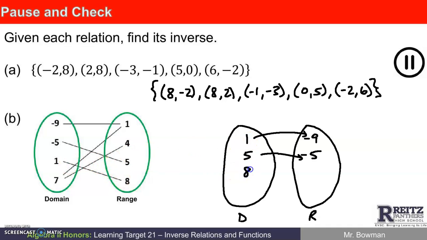I almost messed that up. The inverse has to undo that. So if 1, 8 is in the relation, 8, 1 should be in the inverse. I see 7, 1, so I need an ordered pair that goes from 1 to 7. And I see 7, comma, 4, so I need 4, comma, 7. And there we have it. How'd you do?